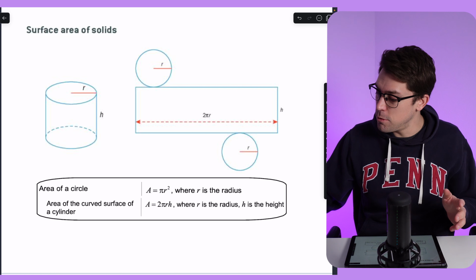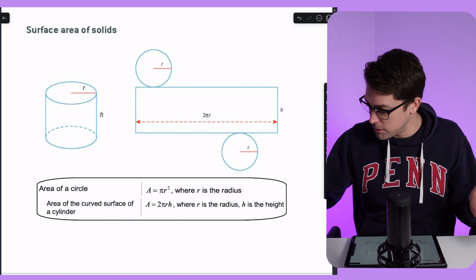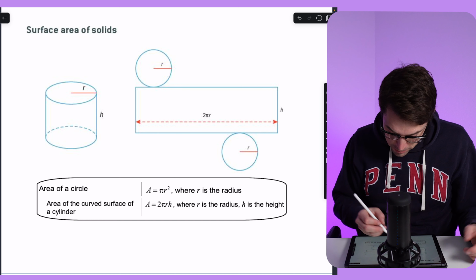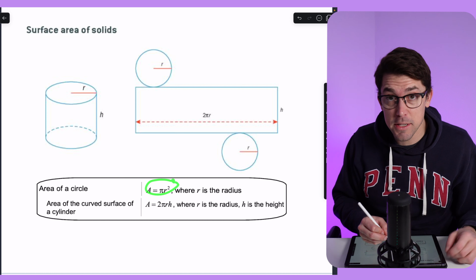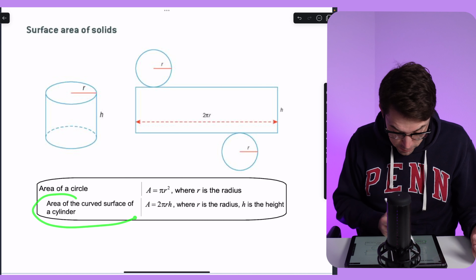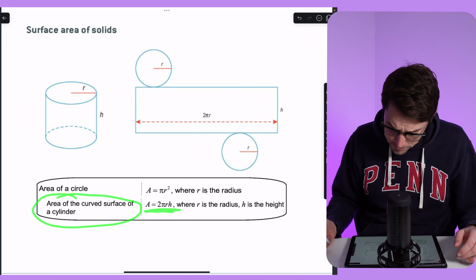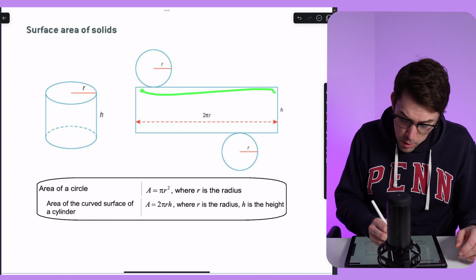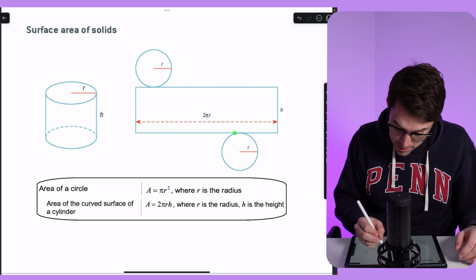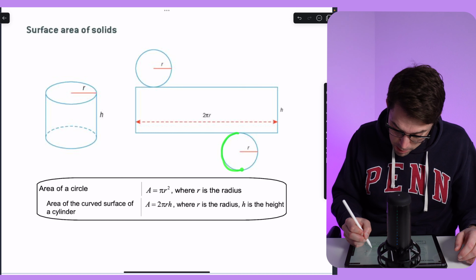So you basically take into account every single side that you can touch on a three-dimensional object. Now, it's important to note that, going back to basics, the area of a circle is pi r squared, and the area of the curved surface of a cylinder is 2 pi r h. The reason is that if you unwrapped a cylinder, this length right here ends up wrapping around the cylinder.